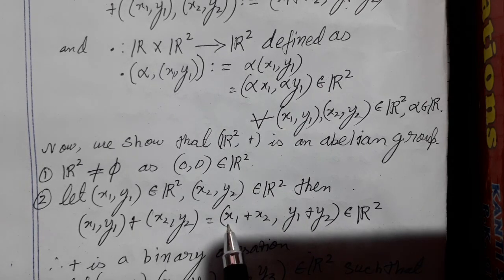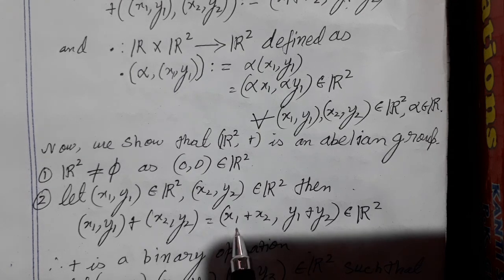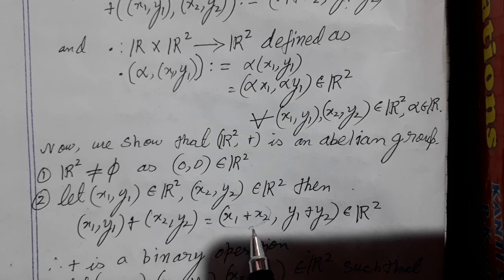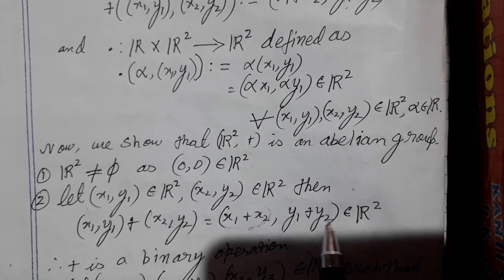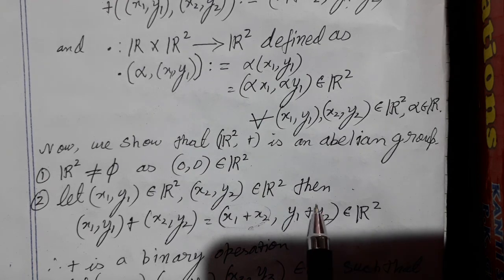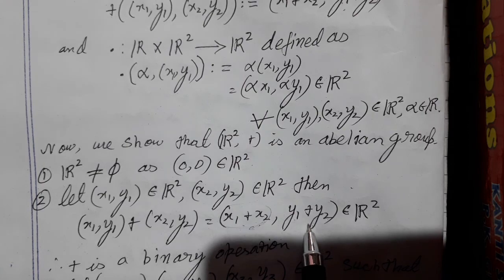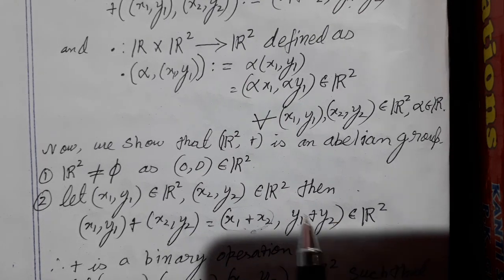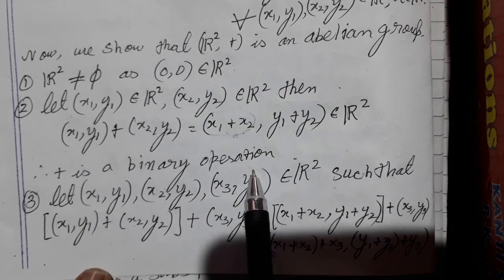So this is a real number. This is also a real number. So the sum of two real numbers is always a real number. So this part belongs to real numbers, as well as this also. y1 is a real number, y2 is a real number. So if you add two real numbers, you will again get a real number. So this belongs to real numbers, this belongs to real numbers, so the whole thing will belong to R2. So that's why plus is a binary operation.